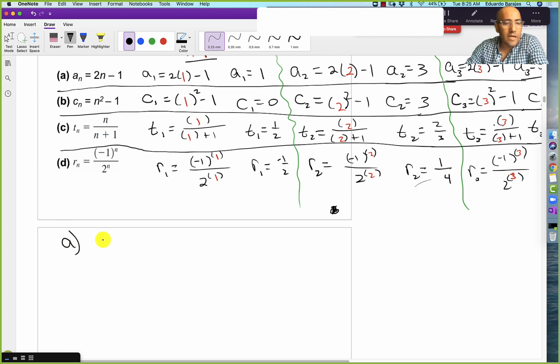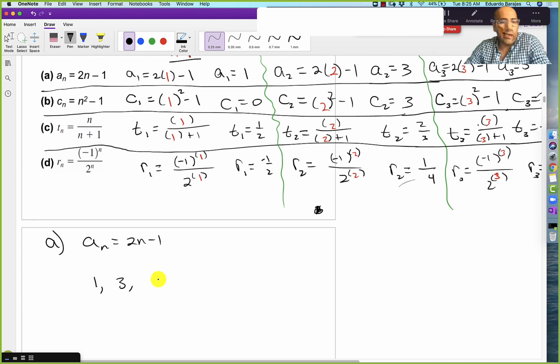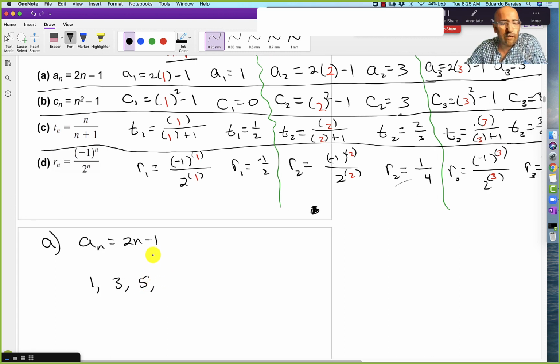So let's copy this one. So a sub n equals 2n minus 1. So we have that the first one is a 1, the second one is a 3, and the third one was a 5. The fourth one will be a 4 in here. That'll be 8 minus 1 is 7. The fifth one will be a 10 minus 1, which is 9. And also I begin to see a pattern here that it goes by 2s. It's all the odd ones. 1, 3, 5, 7, 9.